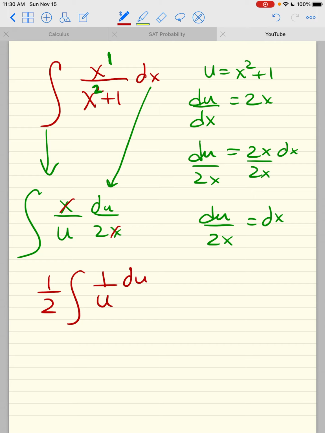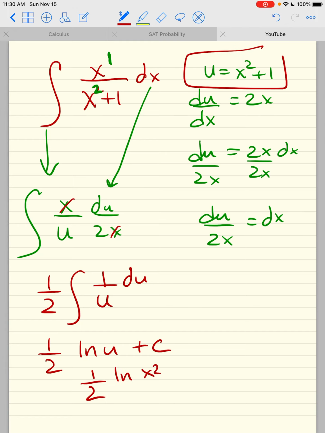So all you have to do now is just say which transcendental function gives us 1 over u. So that's going to be natural log of u plus c. So it's going to be 1/2 natural log, our u was x squared plus 1, plus c. Okay? So that's how we do that one. Now stay tuned for the last one.